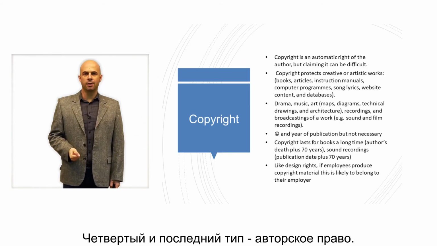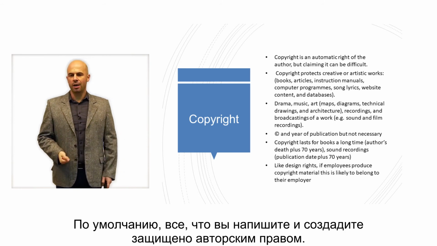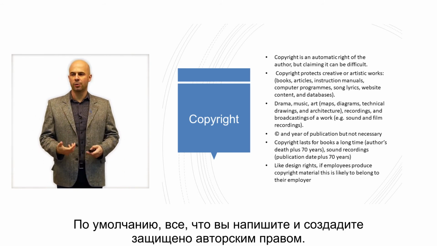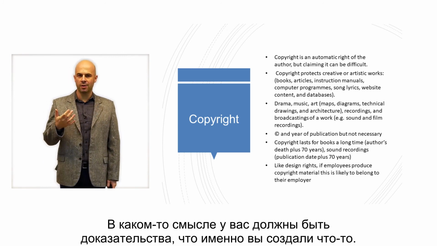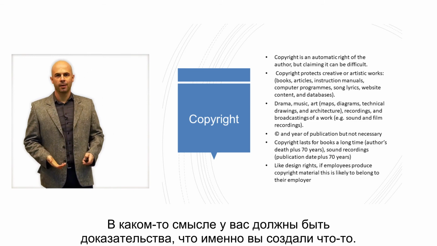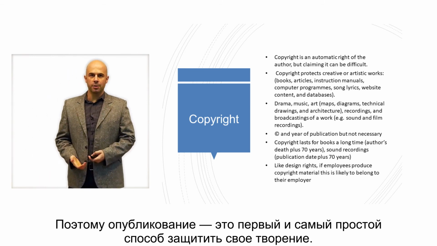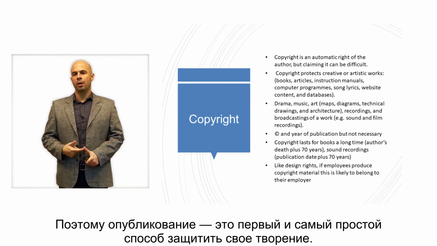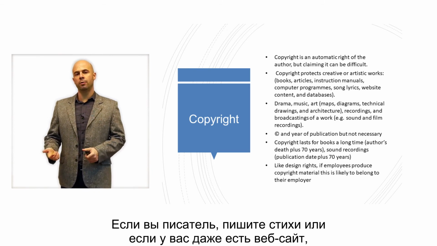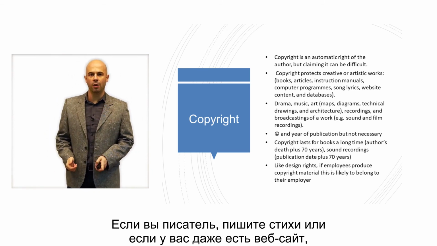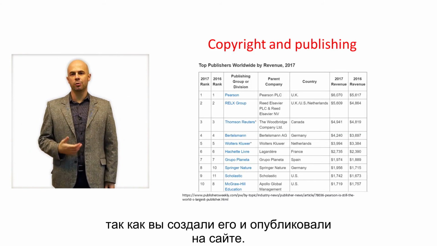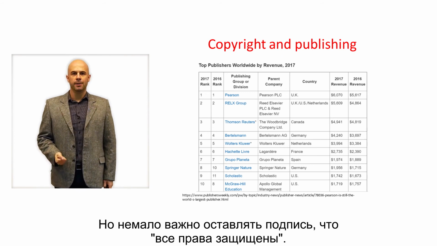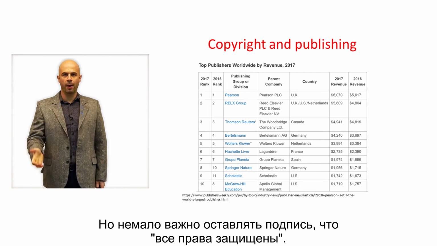The fourth and last thing is copyright. By default, anything you write, anything you create is protected by copyright, but you need to publish it. In a way, you need to have some evidence that you created this. So publishing is the first and easiest way to protect your creation. If you are a writer, if you write poems, or even if you have a website, the content you write in it is protected by copyright because you created it and you upload it there. But it's always good to put a note that this is protected, so publish it.